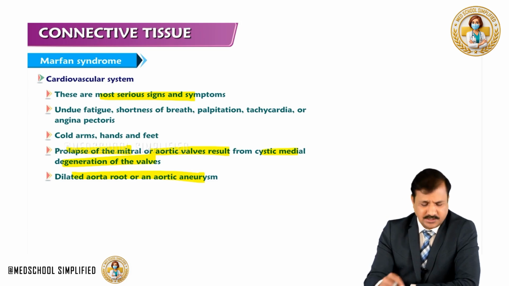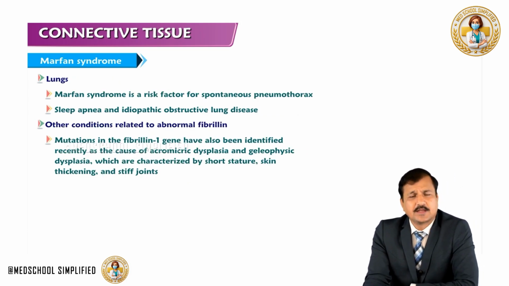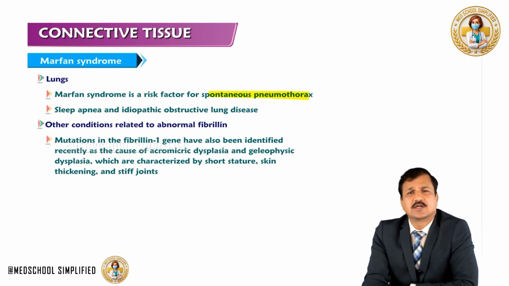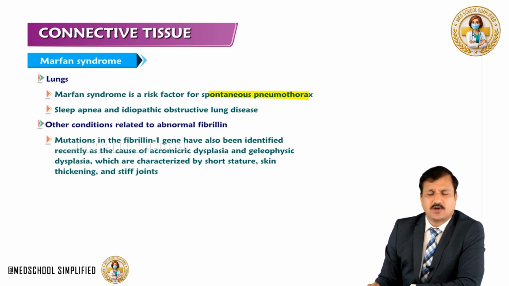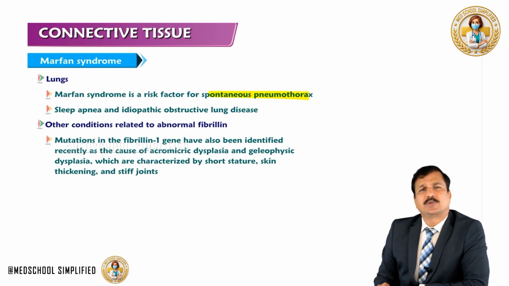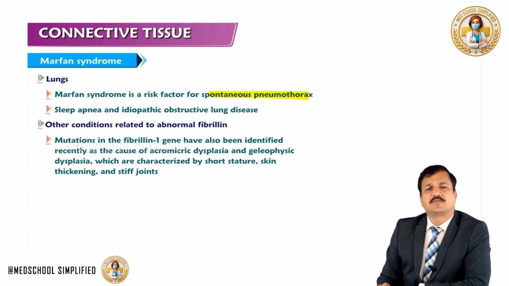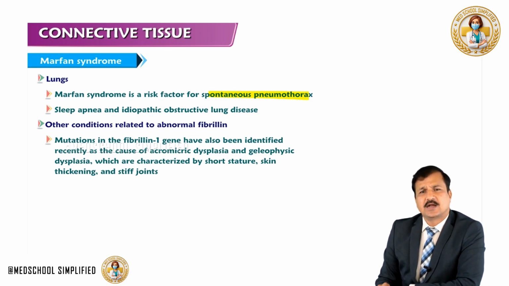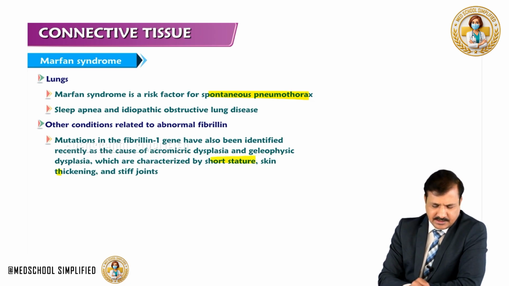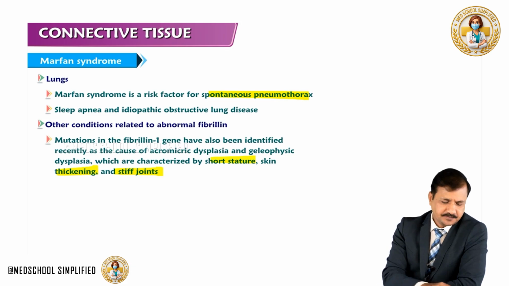Coming to the manifestations related to the lungs, Marfan syndrome patients are at risk for spontaneous pneumothorax. They may have sleep apnea and idiopathic obstructive lung disease. Other conditions related to abnormal fibrillin: mutations in the fibrillin 1 gene have also been identified recently as the cause of acromicric dysplasia and geleophysic dysplasia, which are characterized by short stature, skin thickening and stiff joints.